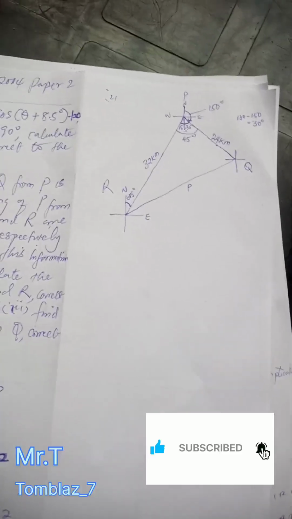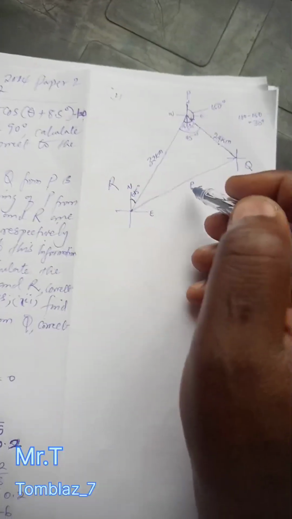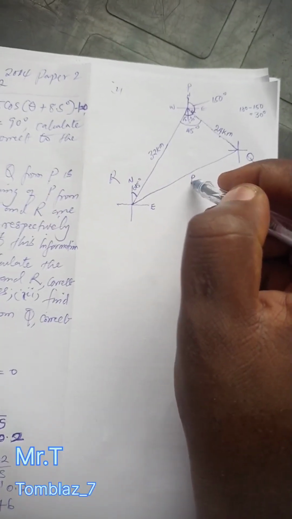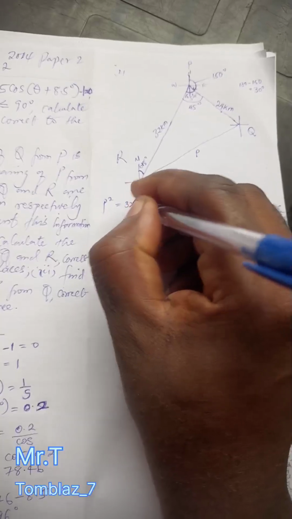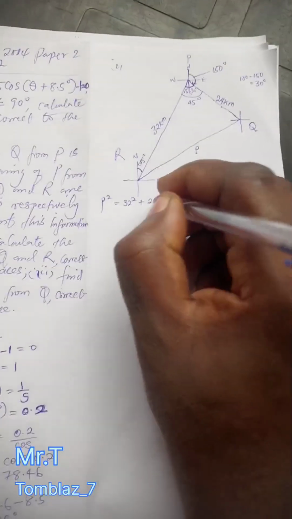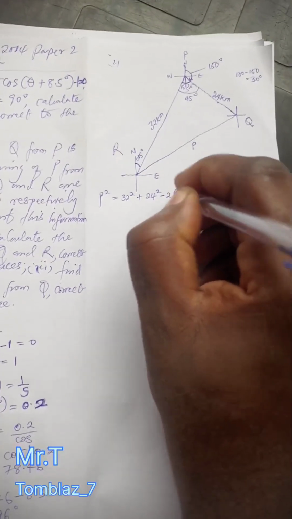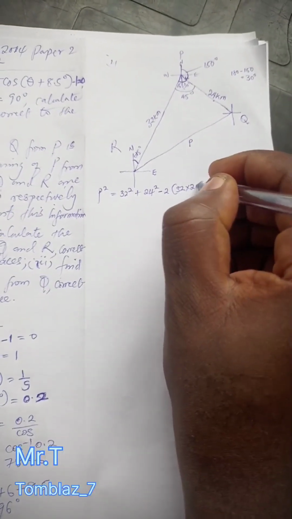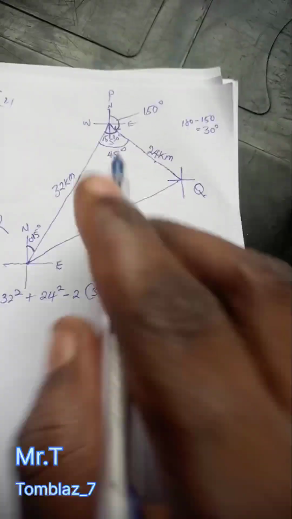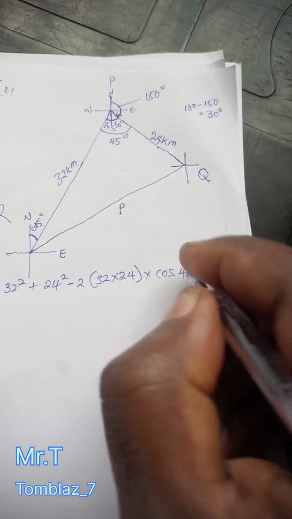Okay, so let's find p now, since we have gotten the angle relating to the distance RQ. To get that, we're going to be using cosine rule. And cosine rule says p square is equal to the side square, 32 square plus 24 square minus 2 into the two sides, then times cos the angle of P, which is what? 45 degrees.